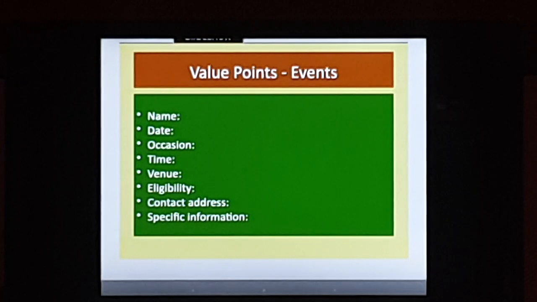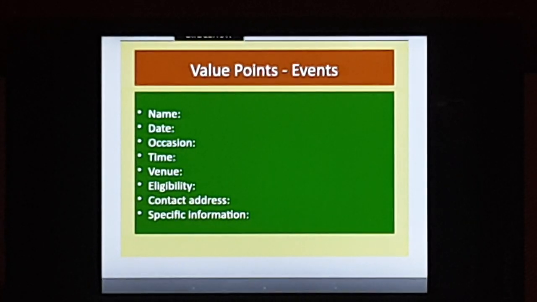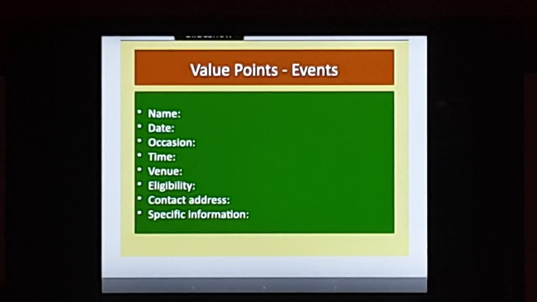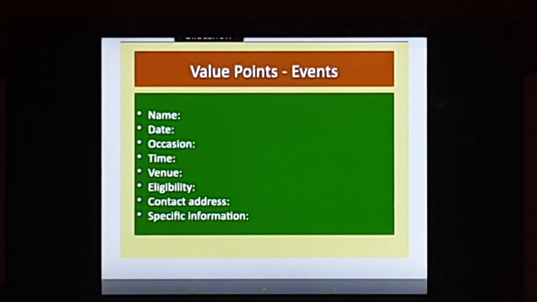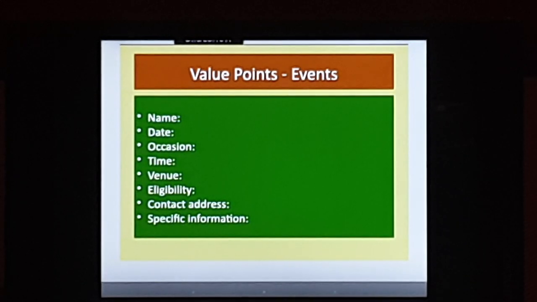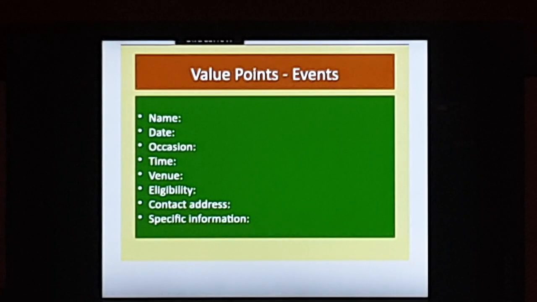Now, value points. If you are issuing a notice to announce some events: name of the event, what is going to be the occasion, then date, when, time, venue, eligibility, and contact address, specific information. So all this has to be included in a notice where you want to announce some event.